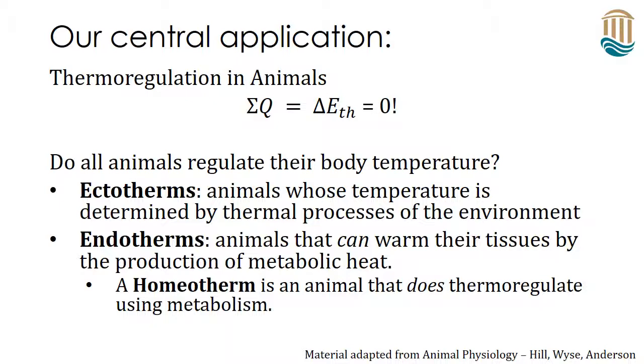We'll be looking mostly at this type, especially those called homeotherms, those who do regulate their body temperature, animals such as mammals. These animals exhibit what's called homeostasis, the tendency of an animal to maintain an internal stability in its physiological system, including its temperature.